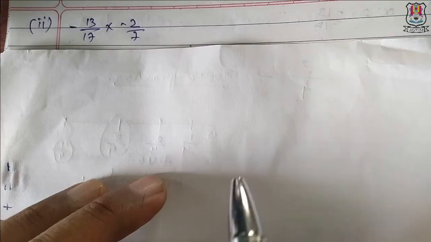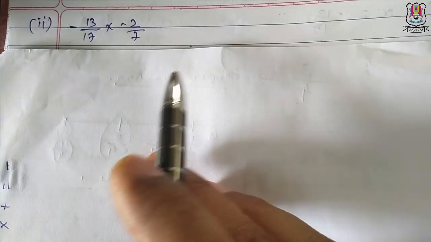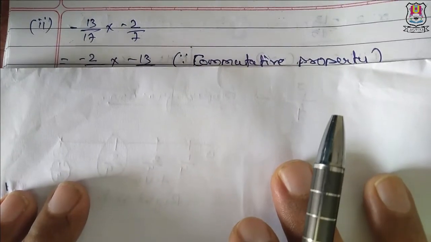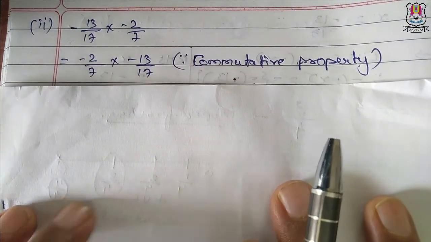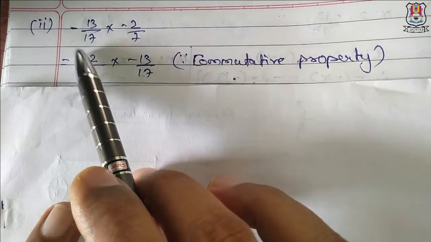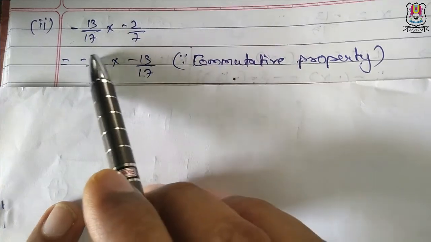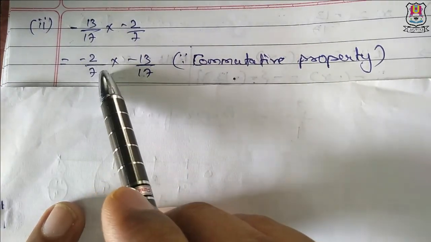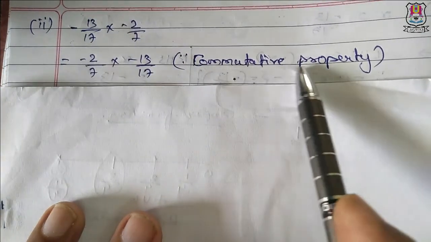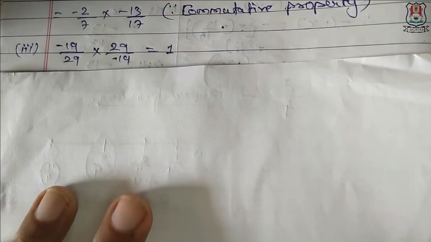So the next number, minus 13 upon 17 multiplied by minus 2 upon 7. Which multiplicative property is used over here? You can see very clearly that we have shifted this number onto the right side and this number onto the left. So minus 2 upon 7 multiplied by minus 13 upon 17. Which property? Commutative property is used over here. Simple.